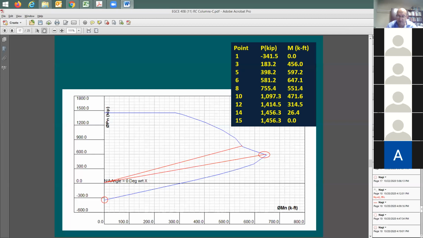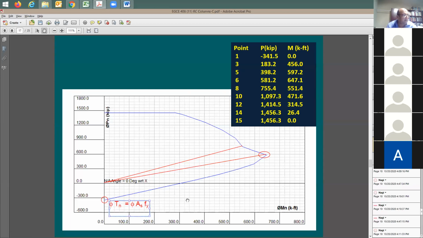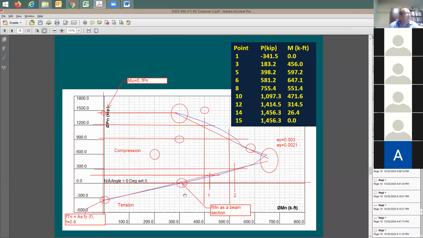No compression there? Where's the concrete? What happened to the concrete here in this equation? Why is the concrete not in the equation? Because it's in tension right now. So what happens when the concrete is in tension? Is it cracked or still working? It's cracked. Gone. Right.